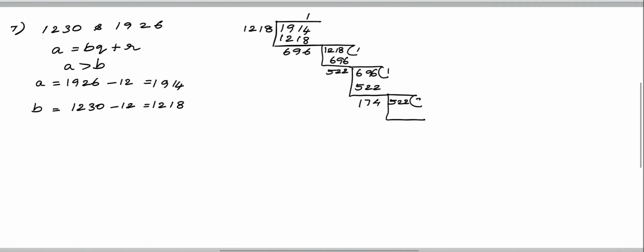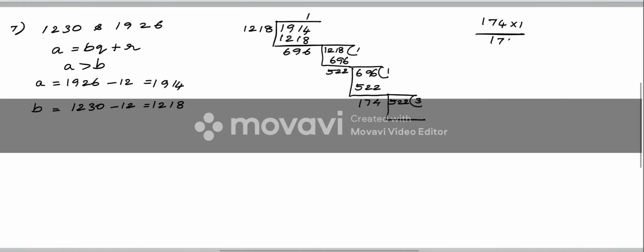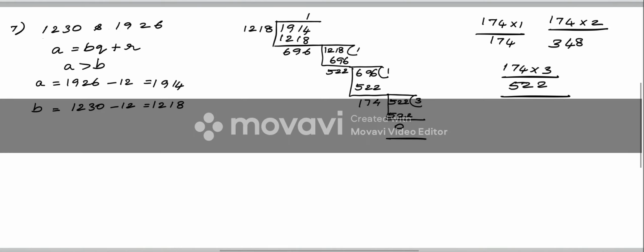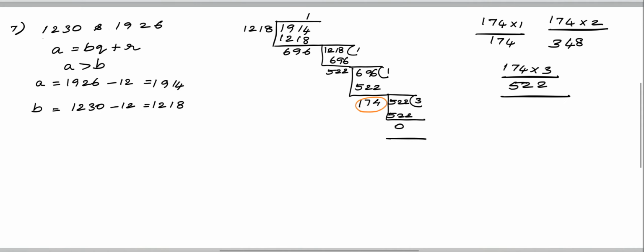How many times? 3 times. You multiply and see. 174 into 1. You will be getting 174. 174 into 2. 4 2s are 8. 7 2s are 14. Remainder 1, 2 plus 1, 3. And then 7 4 into 3. 4 3s are 12, 1. 7 3s are 21, 22. Remainder 2, 3 and 5. So in 3 times you are getting 522 and your remainder becomes 0. Okay. And now can you tell me what is your HCF or what is the largest number that is divisible? This will be your HCF.